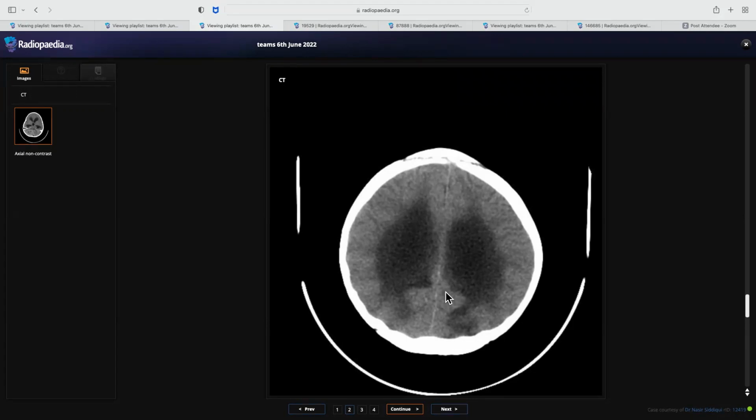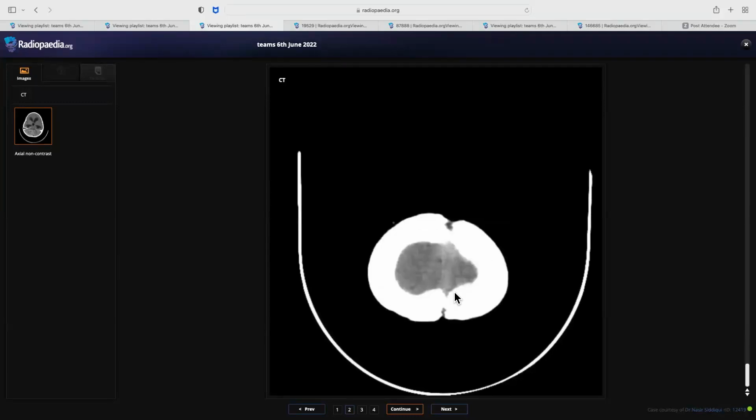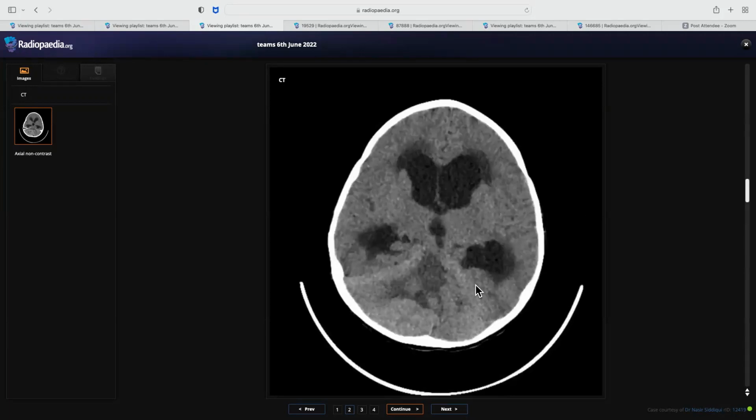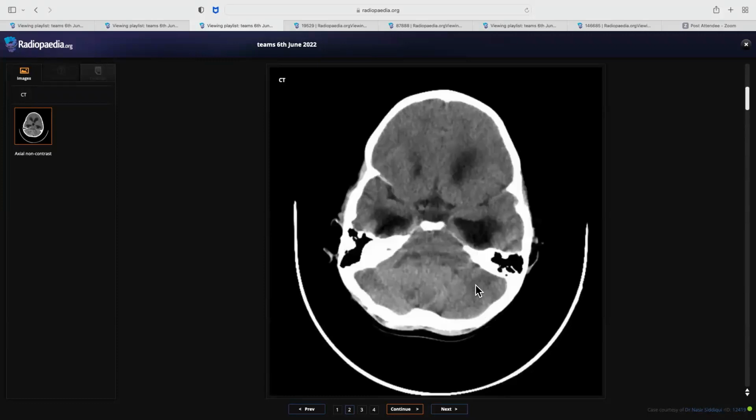So which one do you think is more likely in this case? As the lesion is hyperdense on plain CT, I am thinking of medulloblastoma. So what is the treatment commonly done for medulloblastoma? Chemotherapy with surgical excision. Anything else? No, I don't know. Okay. So let's go to the next case.